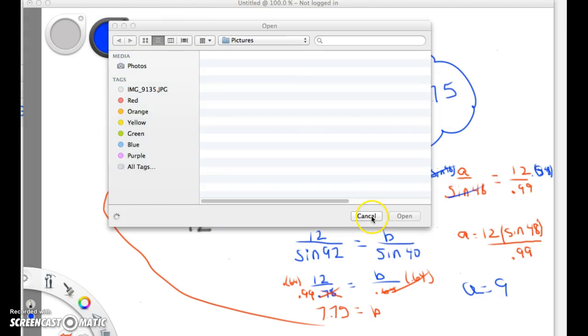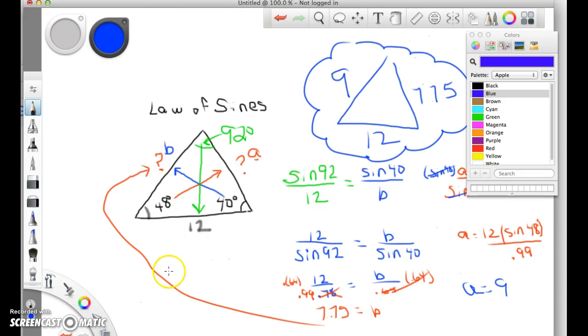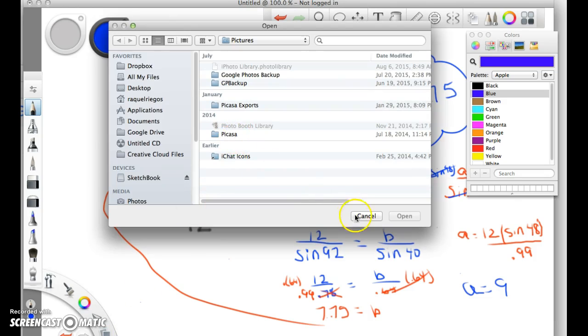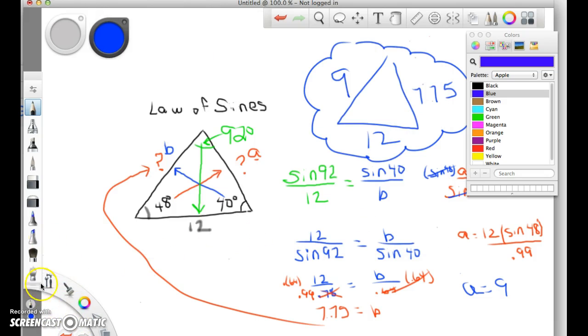So you're going to make a new triangle. So let's see, how do I make a new page here? Maybe this one. No. How do I make a new one? All right, just pretend I figured it out.